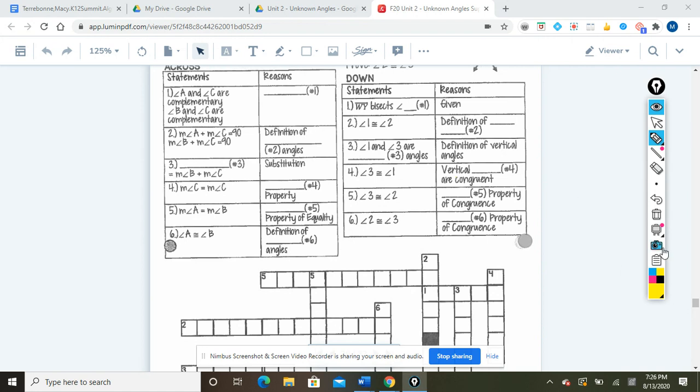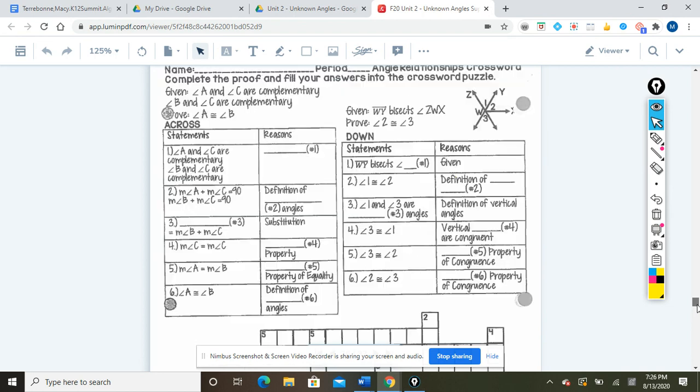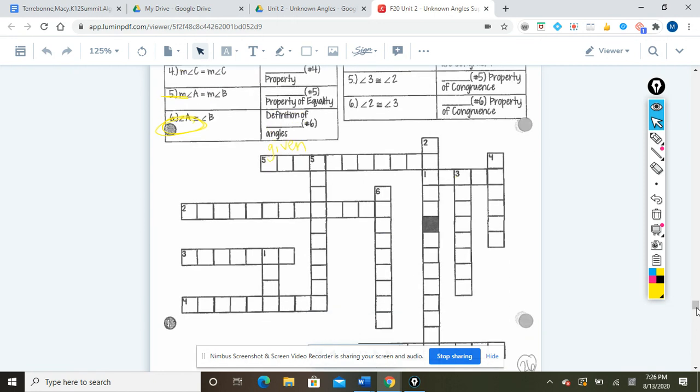Number 1 says A and C are complementary. Angle A and angle C are complementary. Angle B and angle C are complementary. So they want to know, what is the reason for that? The reason for that is that it was given. These are my crosswords. So what I'm going to do is find number 1 across right here and write the word given.